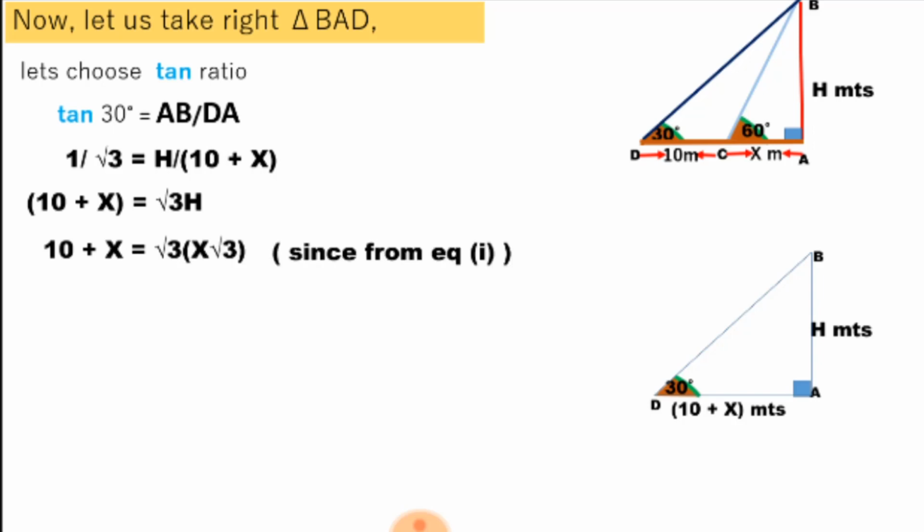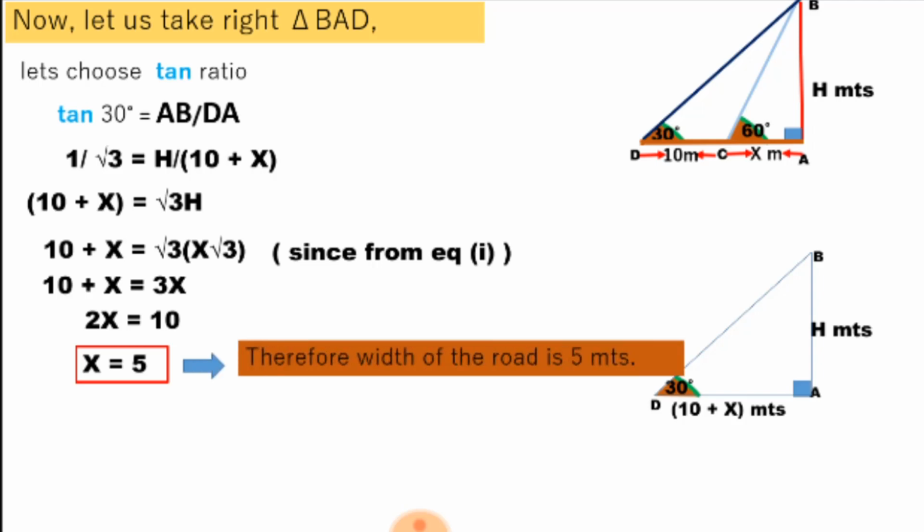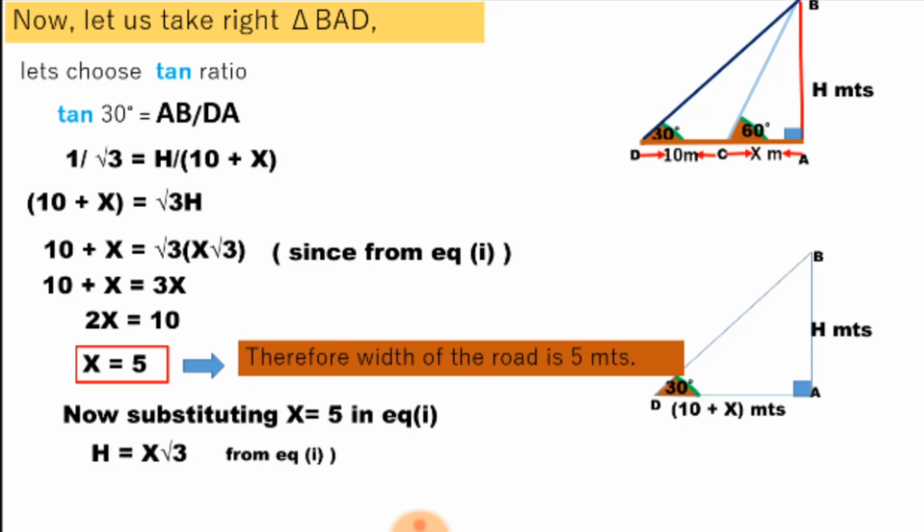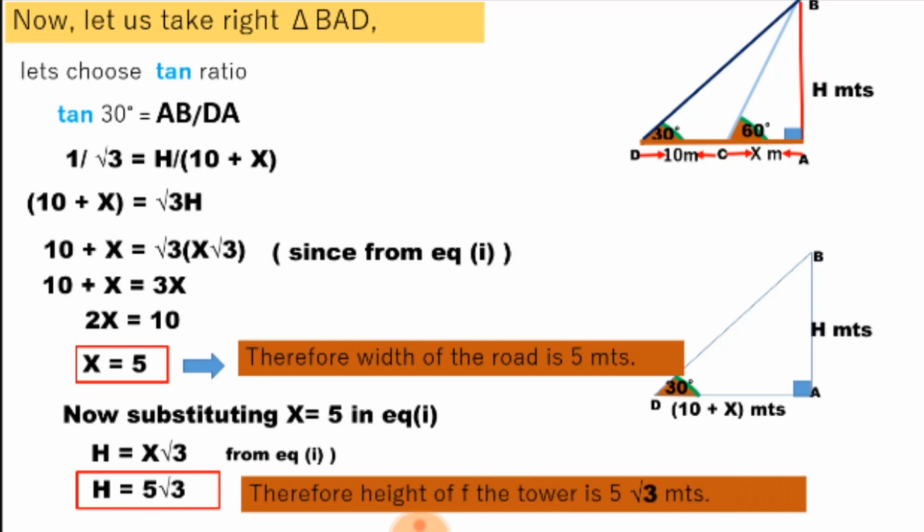Now substitute h equals x into root 3 in this equation. So we get 10 plus x equals root 3 into x into root 3. Now on simplifying this, we get x equals 5 meters. That is the width of the road. Therefore the width of the road is 5 meters. Now substituting x equals 5 in equation 1, we get h equals 5 into root 3 meters. Therefore the height of the tower is 5 root 3 meters.